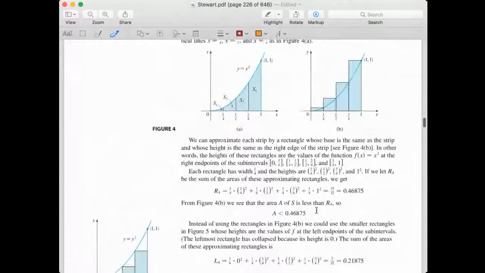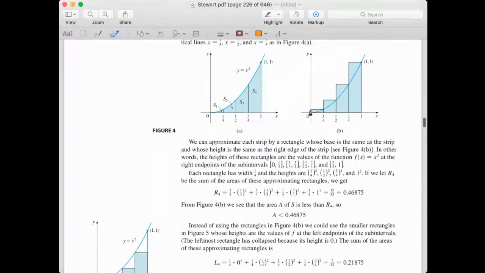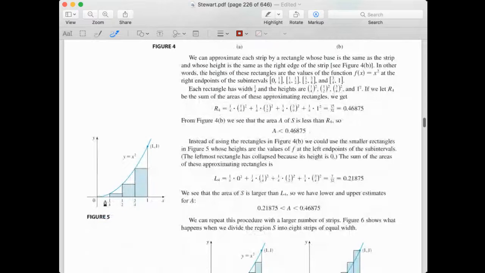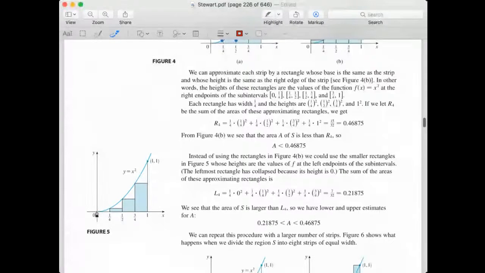Or another way, so here we're taking the y value on the right-hand side, right? We take the value on the right-hand side, and we approximate like this. Or we can take a value on the left-hand side. The left-hand side will be 0, so there's no area for this one.